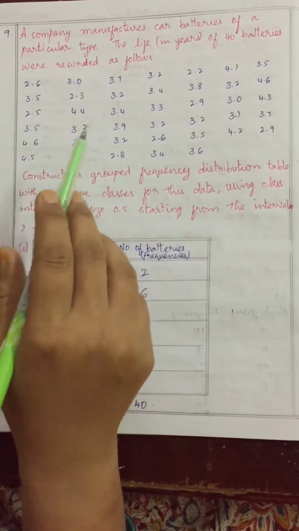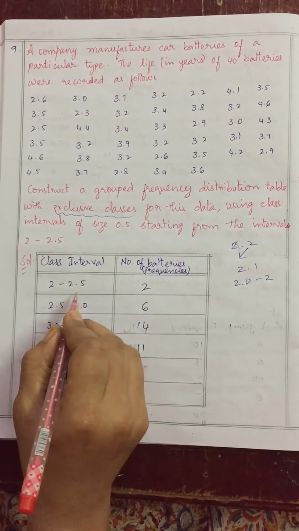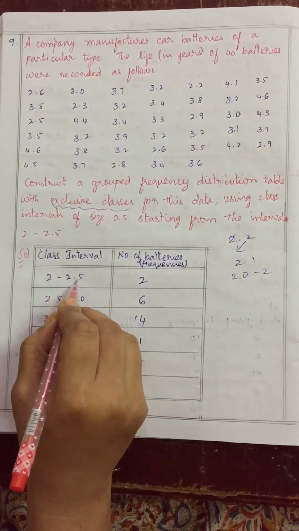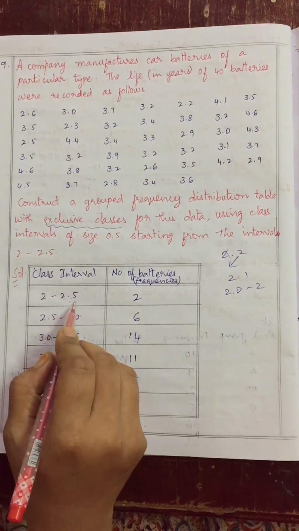Am I clear, children? So here he mentioned start with 2. So 2 to 2.5, a 0.5 difference is there. And here he mentioned exclusive classes. Exclusive classes means continuous group data, in which the upper limit we will not add. Where we are ending, we should start the next group with the same number: 2 to 2.5, 2.5 to 3.0, 3.0 to 3.5. Continuation is there. Such type of group data is called exclusive. Am I clear, children?